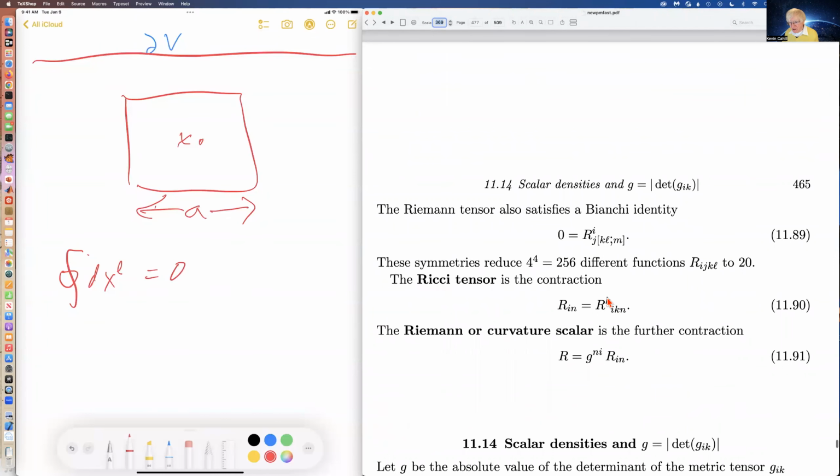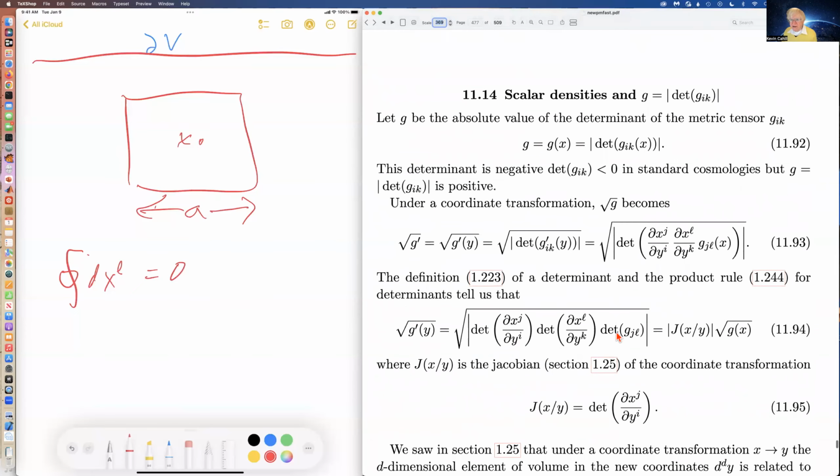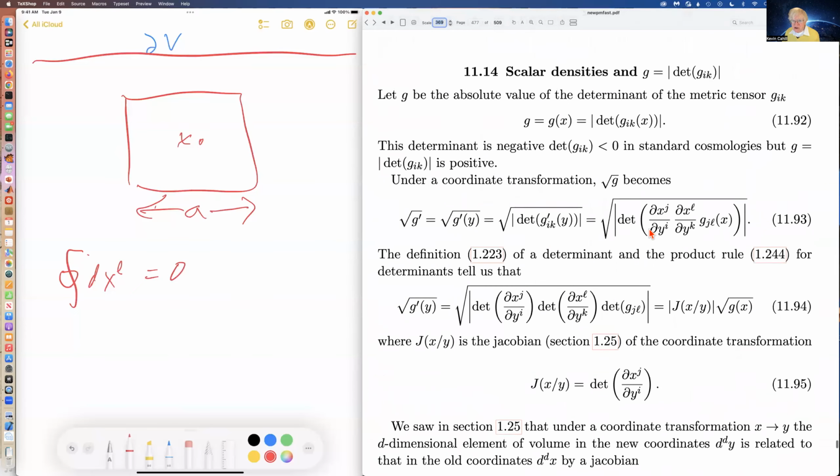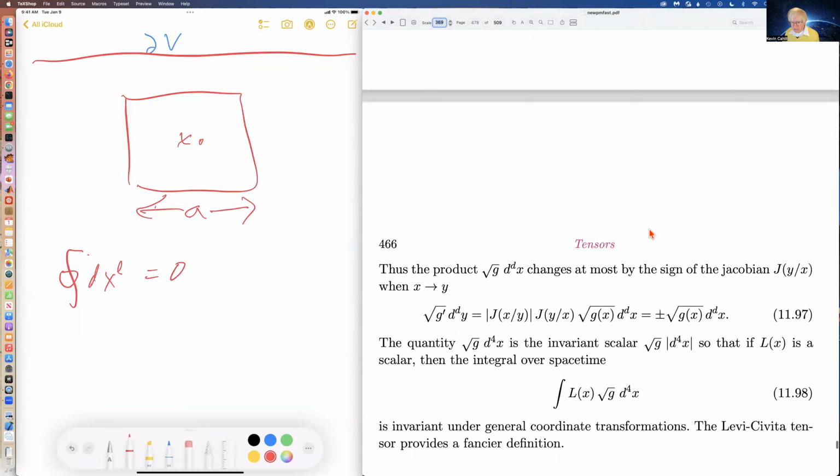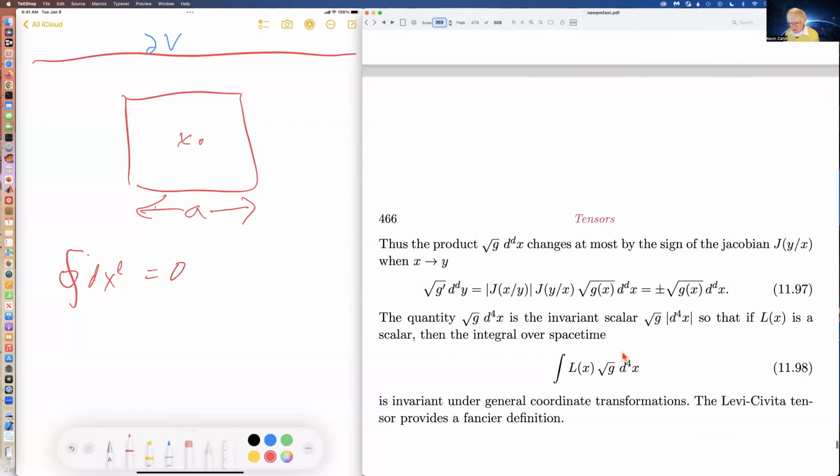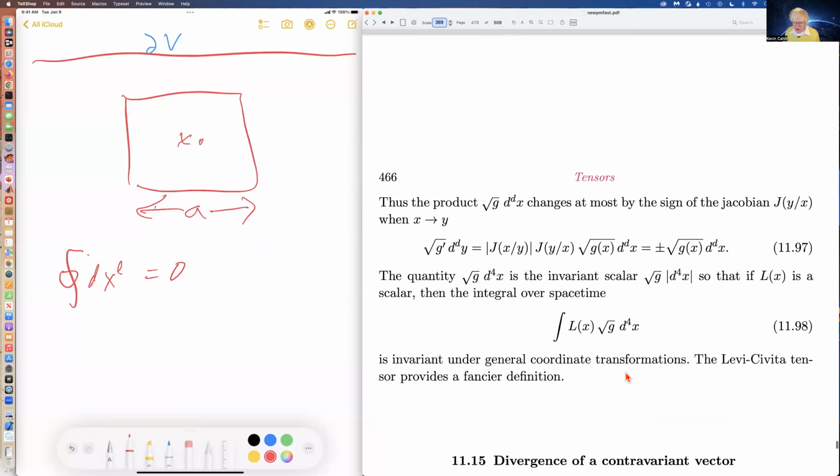You can contract this, you can raise one index, or actually I think the way we derived it, it already had an index raised. You can then trace over that index and you get the Ricci tensor, and you trace again, you get the curvature scalar. And this is just a section that says that the invariant volume element is the square root of the absolute value of the determinant of g lower ik, d4x.